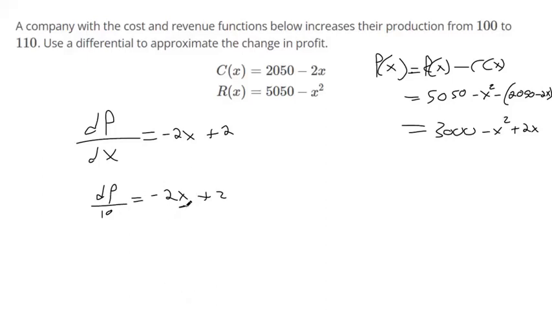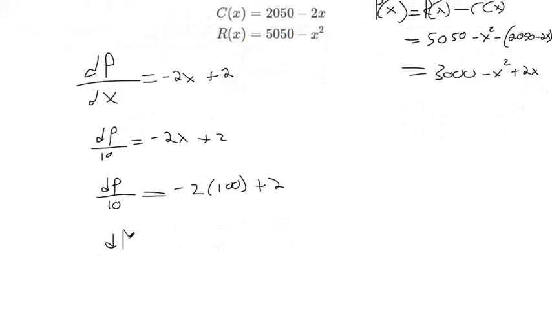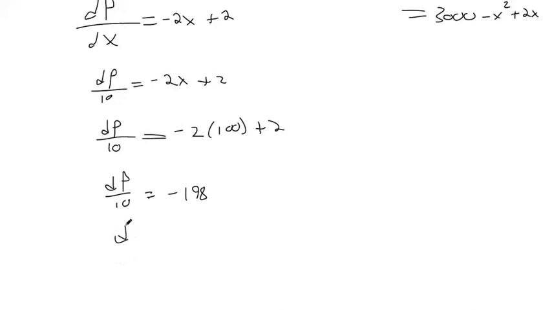And the last part we're missing is a number for x, so we're starting at 100, right? When you calculate a percentage, it's always the amount of change divided by the amount you started with. So it's a similar idea here. When you're trying to find the change in profit, we start at 100, so we're going to plug in 100 for x. And then if we solve that, we get dp over 10 equals negative 200. Here, I'll finish that. Negative 200 plus 2 is negative 198. If you multiply 10 to both sides, then the change in profit is negative 1,980.